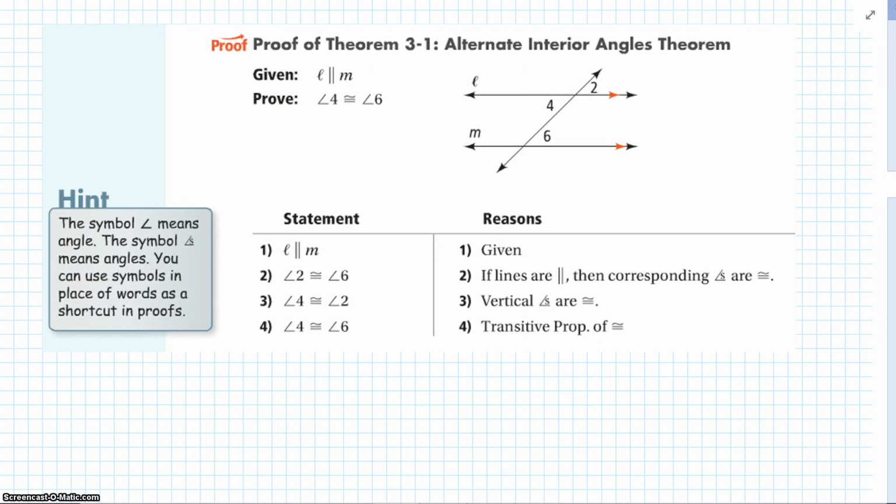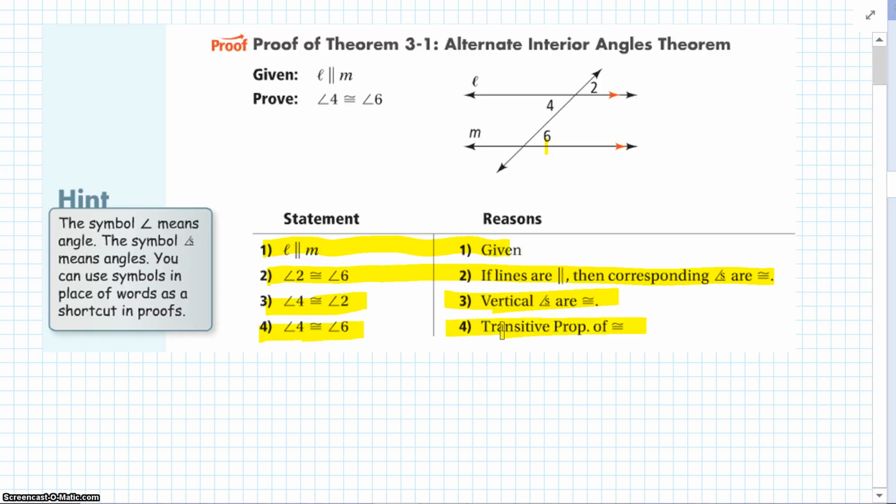Okay, so let's just prove that theorem. The Alternate Interior Angles Theorem. We know lines L and M are parallel. Prove that angle 4 and angle 6 are congruent. Well, L and M are parallel; that's given. We know angle 2 is congruent with angle 6 because corresponding angles are congruent. We know angle 4 is congruent with angle 2 because of vertical angles. So we can say angle 4 is congruent with angle 6 by the transitive property of equality, or I should say congruency.